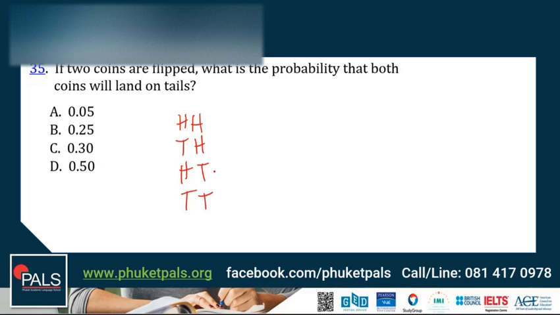Now, as you can see at the sample space, there is 1 out of 4 outcomes that consists of 2 tails. So it's 1 out of 4, which is equal to 0.25. Letter B.